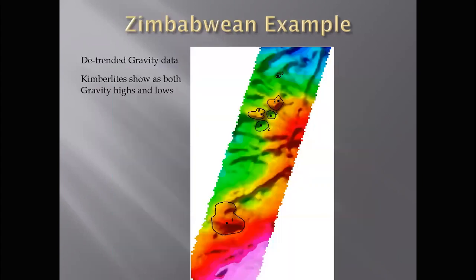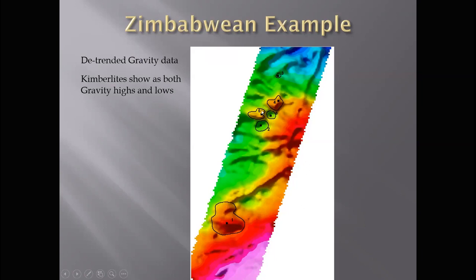Sometimes we have gravity highs and lows over a cluster of kimberlites. And the reason for that is that kimberlites pick up country rock. So when they intruded, they can sometimes pick up massive xenoliths of the country rock. That's something else to be aware of. So in this case, this is a kimberlite pipe. It's got a strong gravity high over it. It happens to be full of basalt, which is what the rest of this is.